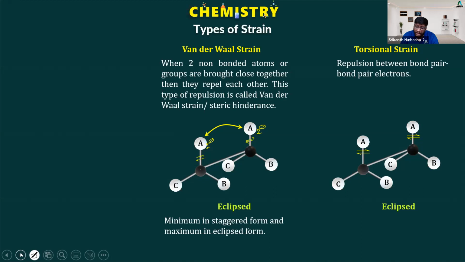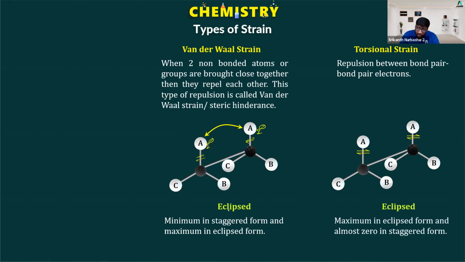Repulsion between non-bonded atoms or groups is said to be van der Waals strain. Van der Waals strain will be maximum in the eclipsed form, minimum in the staggered form. And again in the eclipsed form, torsional strain is maximum, and almost zero in the staggered form. In the staggered form, the atoms are going to be separated out and the torsional strain would be almost zero. Okay, everyone got it or not?